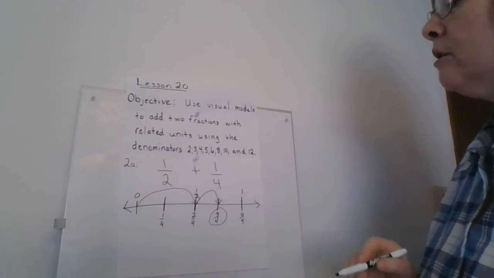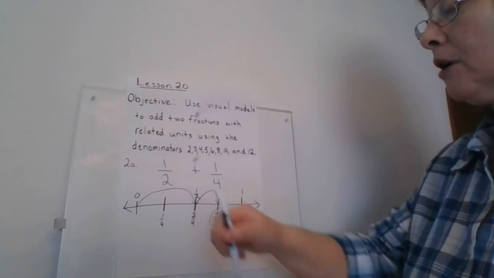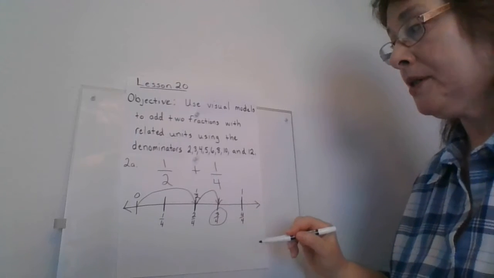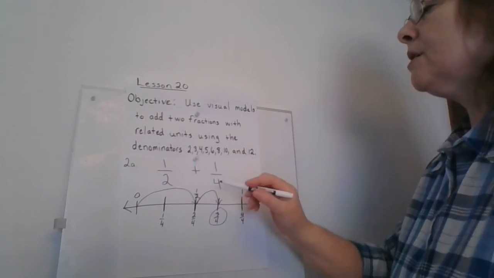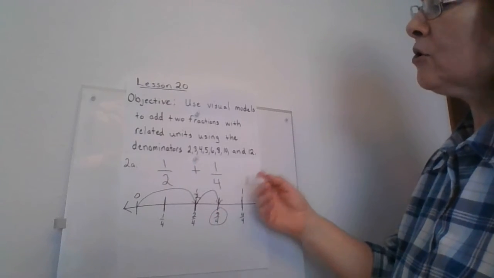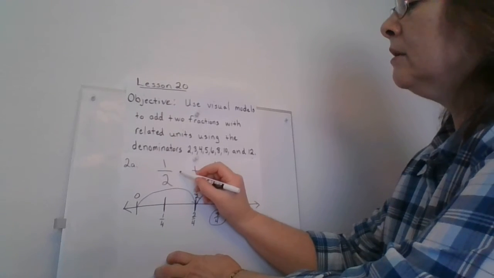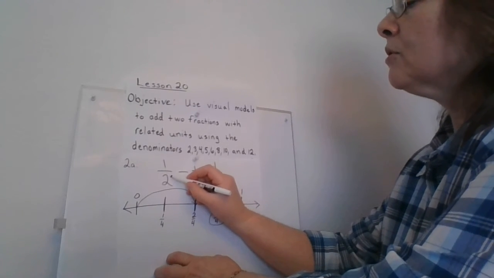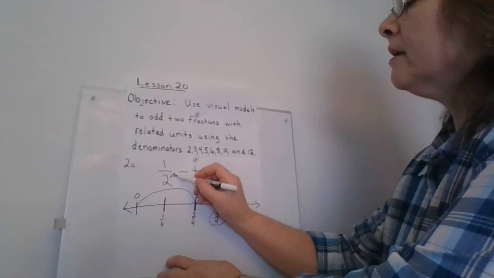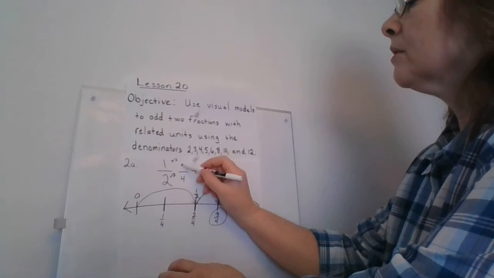Now, how do I show that using my number sentence? Again, just like we did in the previous problems, I cannot add these because the denominators are not the same. So I have to change the 2 somehow into a 4. So what can I multiply 2 by to give you a 4? Well, 2 times 2 is 4. And remember that whatever you do to the denominator, you also have to do to the numerator. So 1 times 2 is 2.